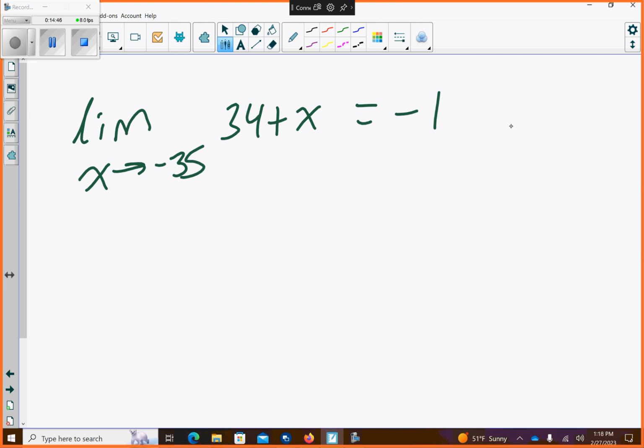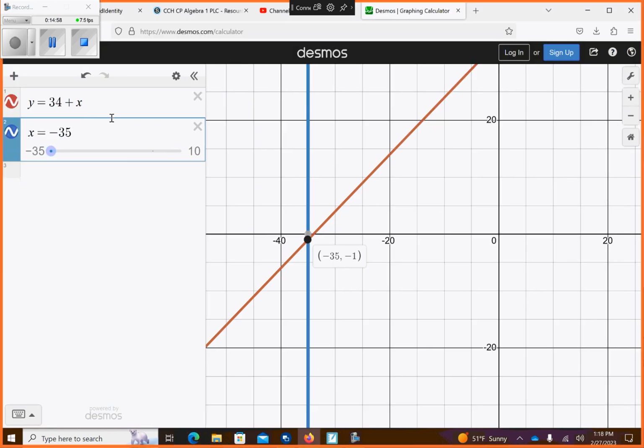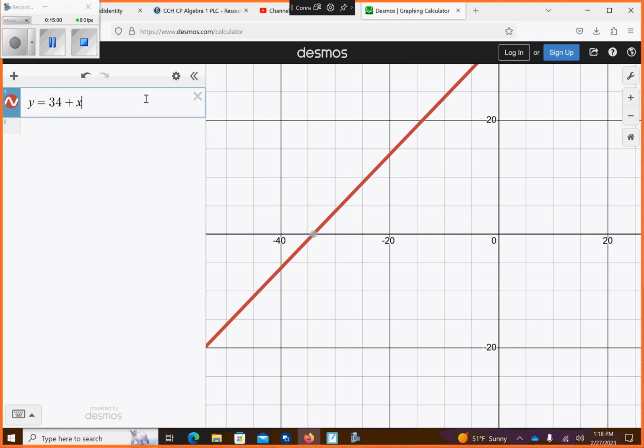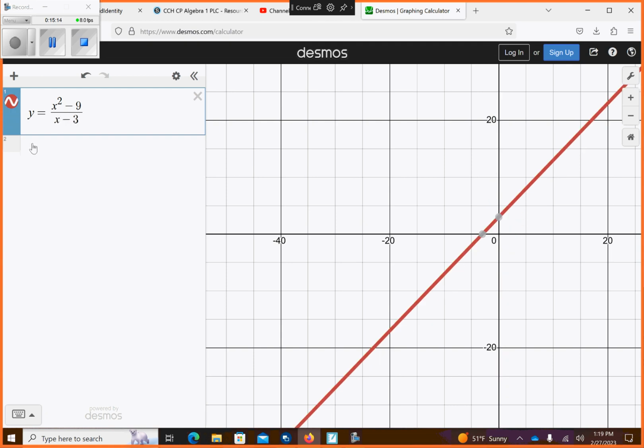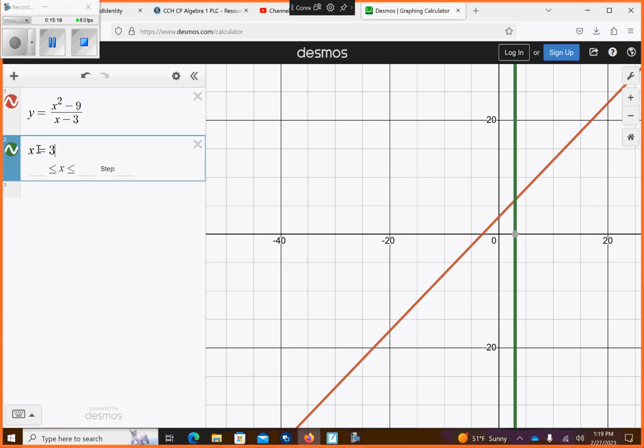Problem number 3. We have x squared minus 9 over x minus 3. And we want the limit as x goes to 3. So I'm just doing x equals 3.